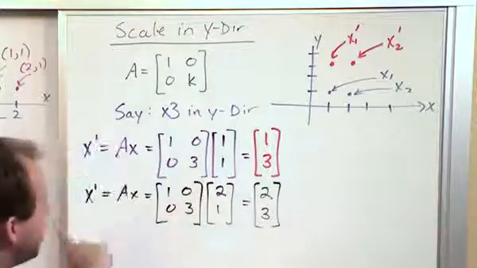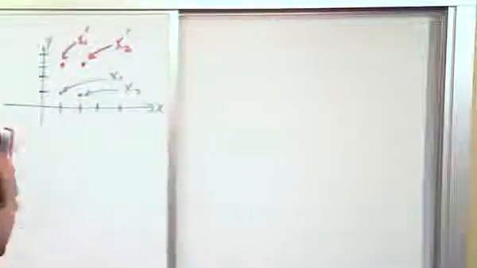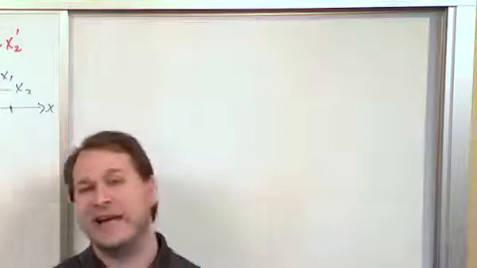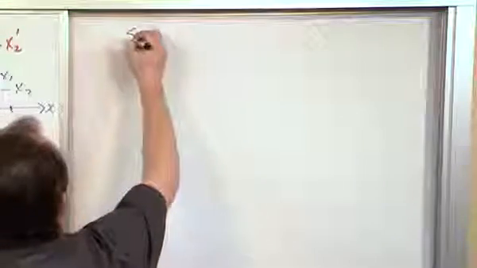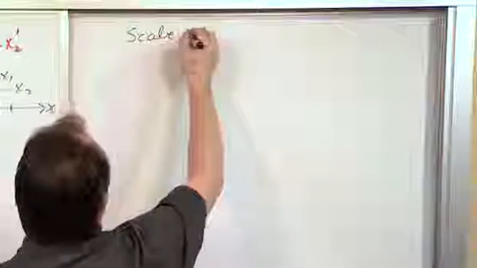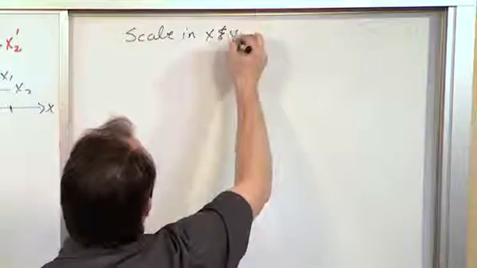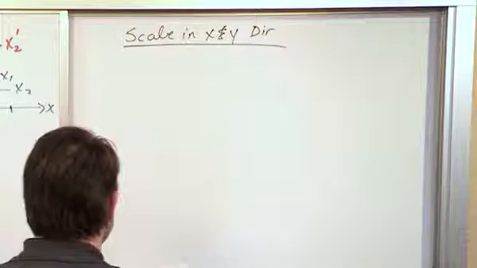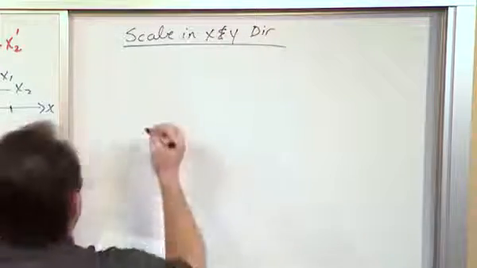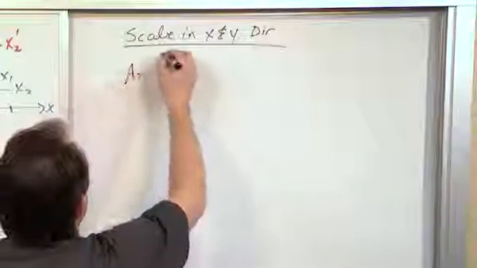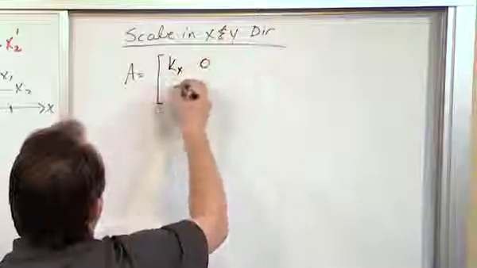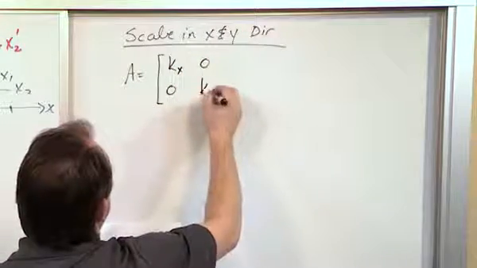But it's possible to combine both of these ideas into a transformation matrix that does both of them at the same time, stretch in the x and in the y direction. How do we do that? If we want to scale in the x and y direction at the same time, if you don't want to do those things sequentially, then the transformation matrix is the scale in the x direction with a 0, 0 here, and a scale in the y direction.